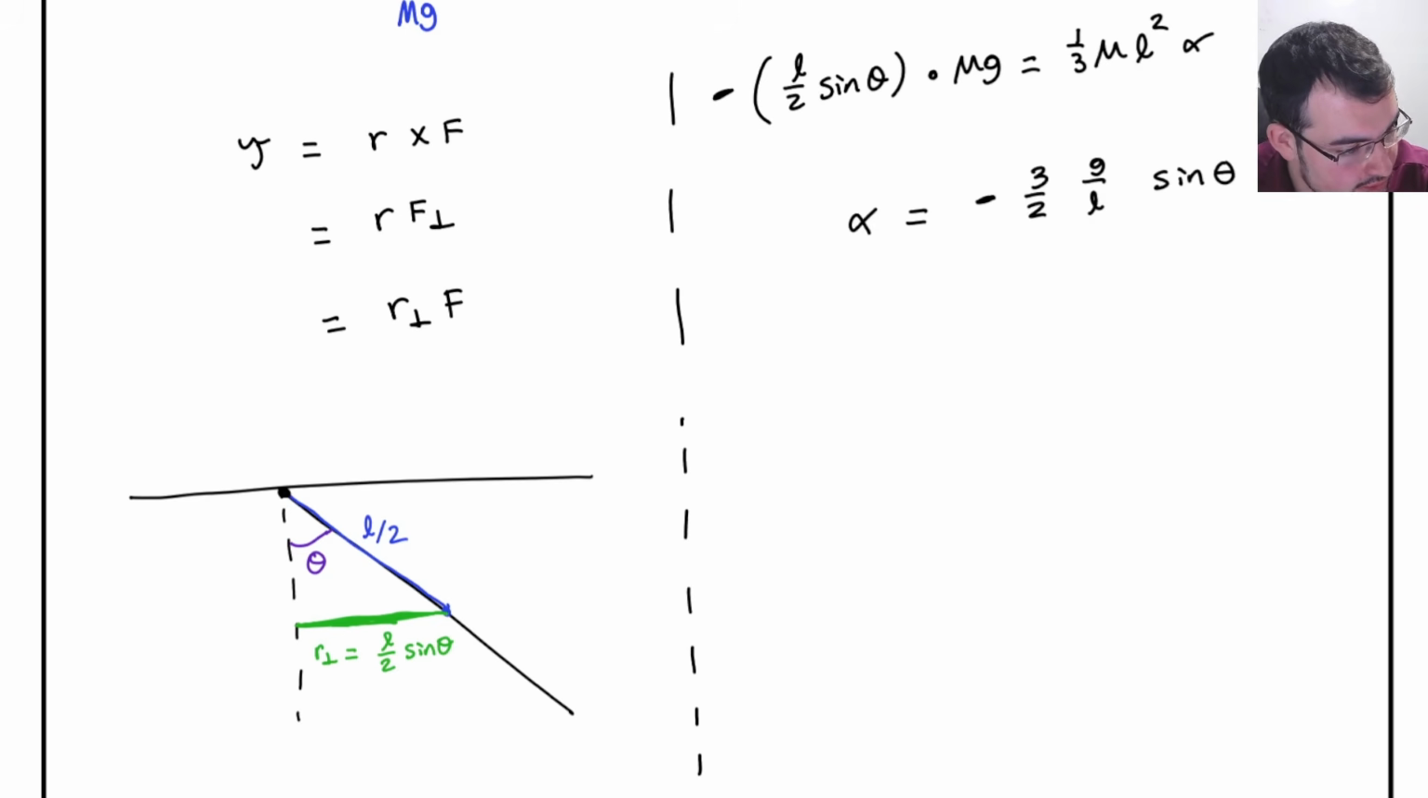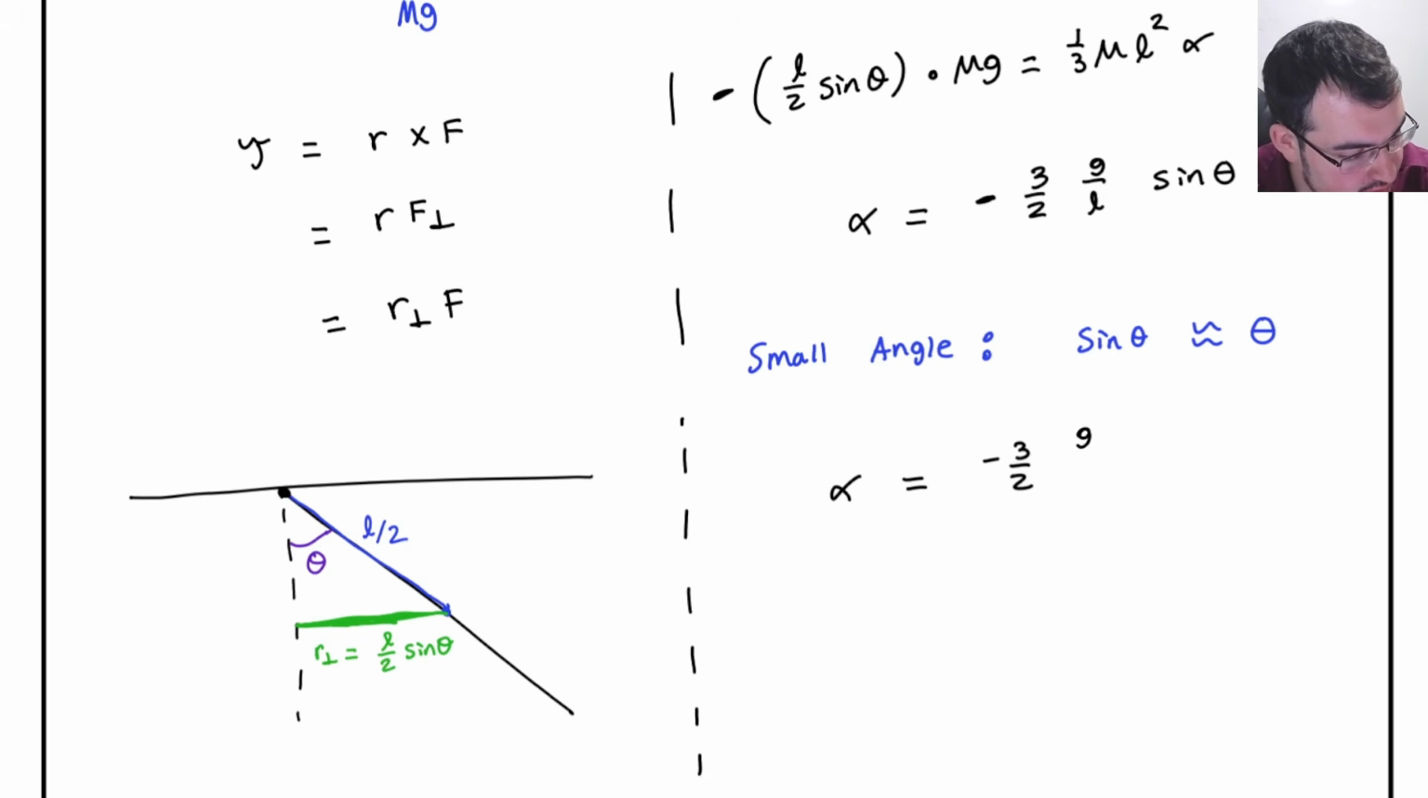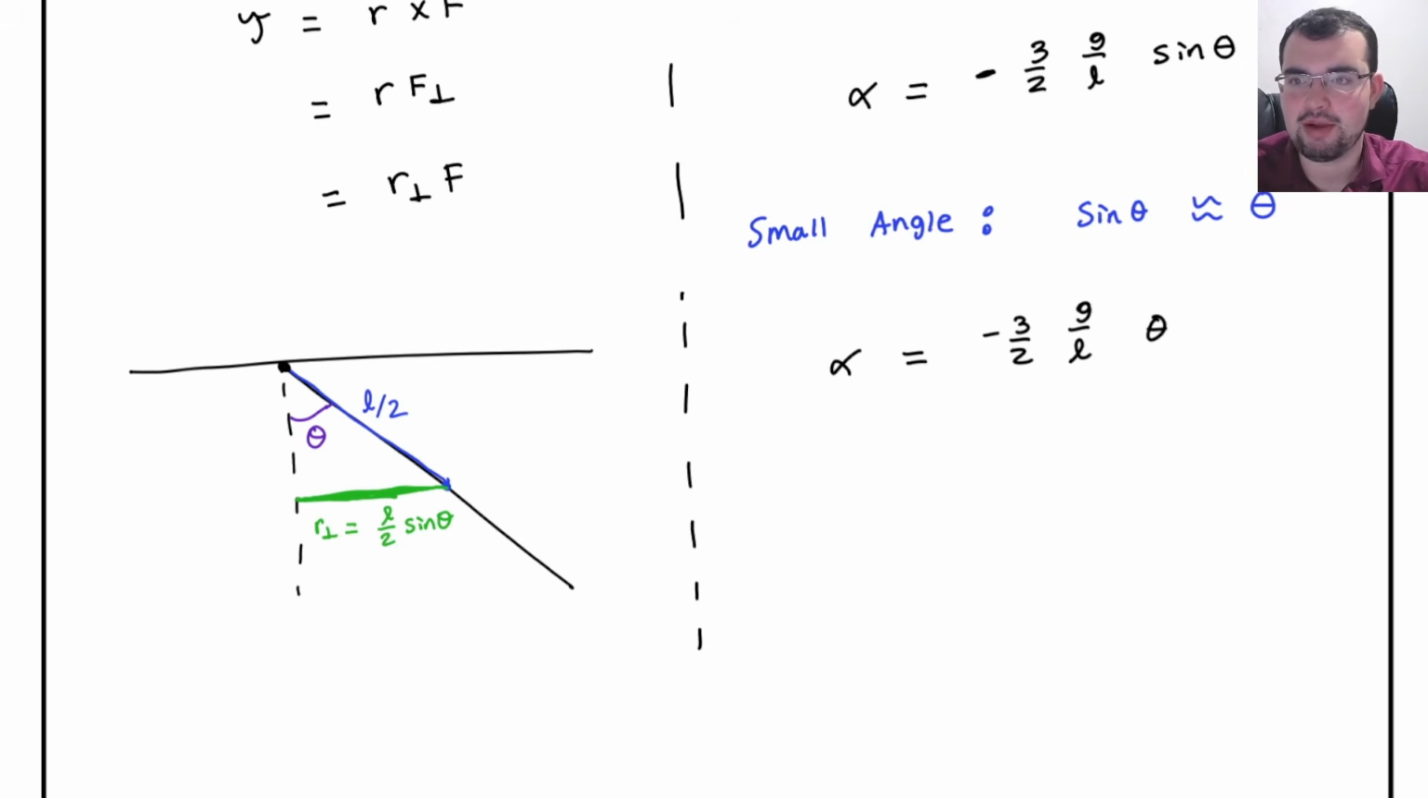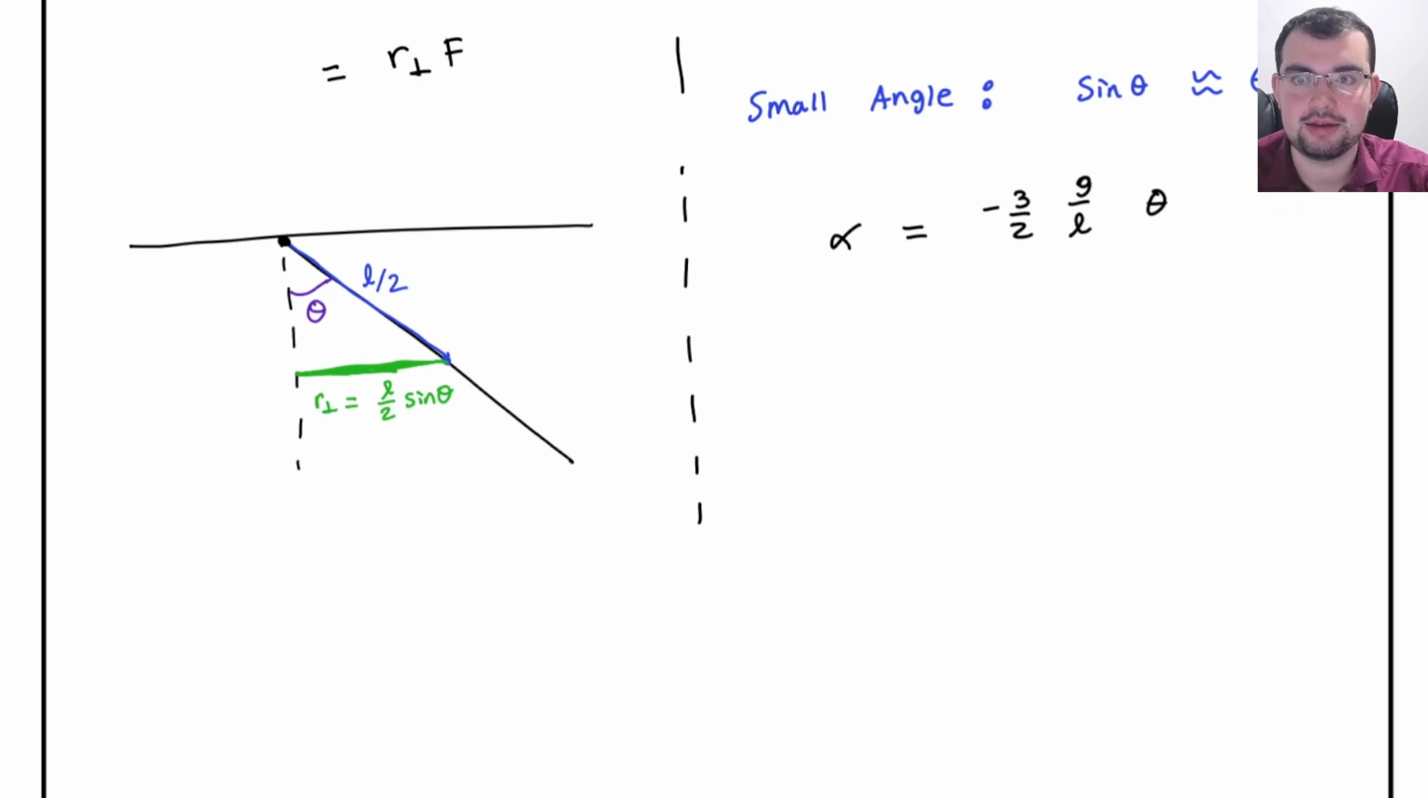Small angle tells us that sine theta is approximately equal to theta. So I could actually approximate my differential equation as 3/2 g over L times theta. But it's not a differential equation yet. We have to relate alpha and theta using a derivative relationship. Well, we know that acceleration is the derivative of velocity, but velocity is the derivative of position. So we're just taking two derivatives with respect to time of theta.